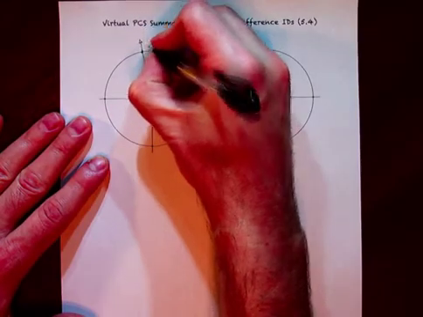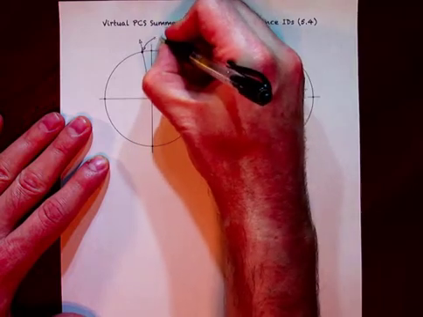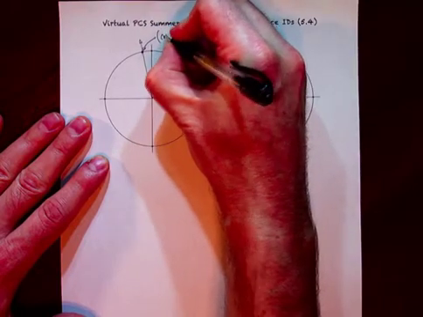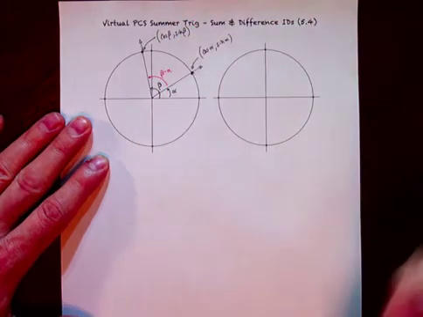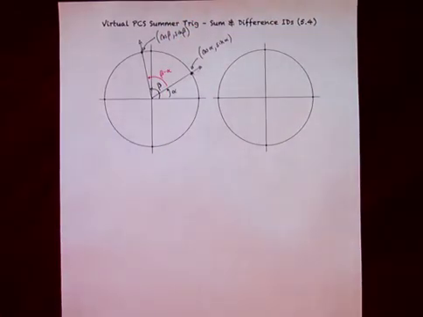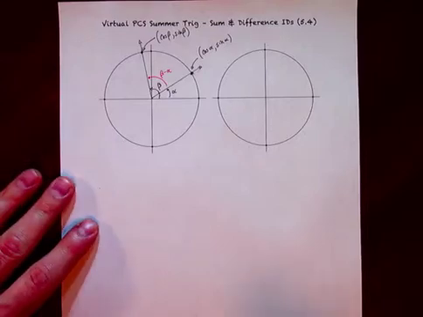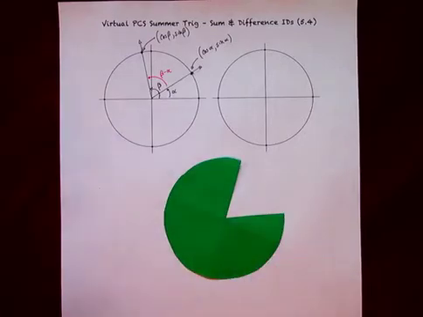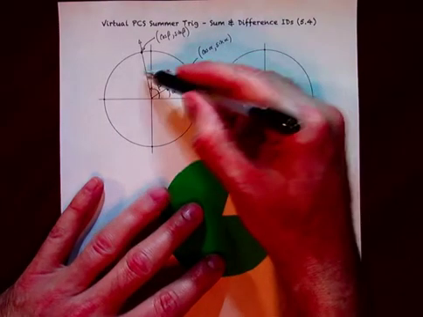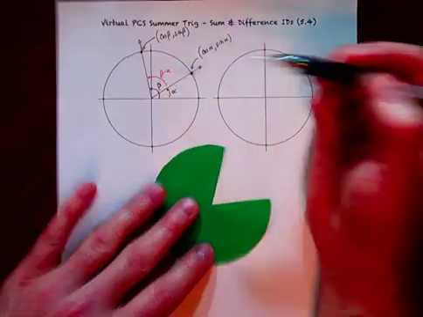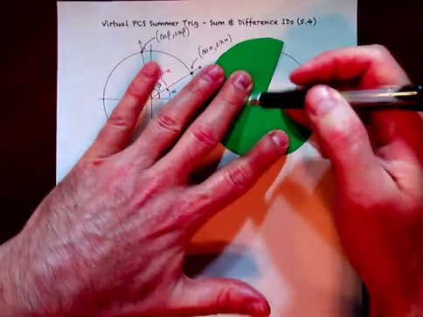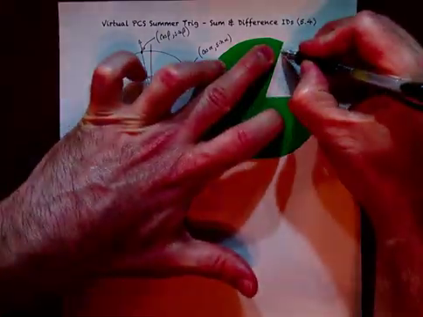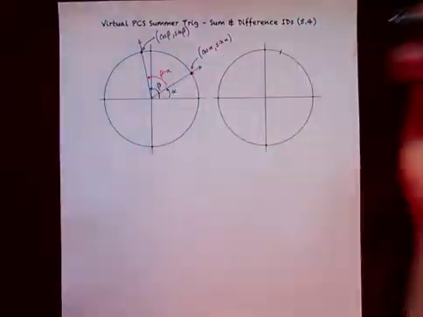This point right here is cosine of beta, sine of beta. Now, the reason you might not understand why we're doing this will become clear in just a second. Let's take this angle that we're really interested in, this beta minus alpha, and put it in standard position, meaning that its initial side is on the positive x-axis.